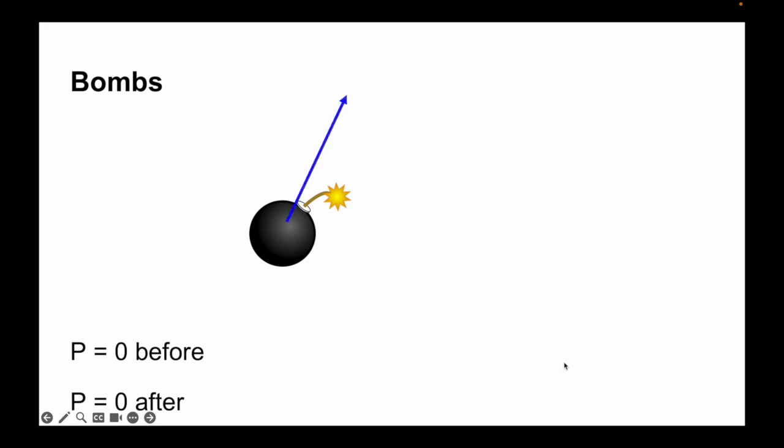Bombs work the same way. If we have shrapnel or pieces of a bomb that move off in different directions, well, we know that the momentum before is 0 if it's just sort of sitting there. Afterwards, the momentum has to be 0 too. We can take our vector components and line them up, and we'll notice we are back where we started.